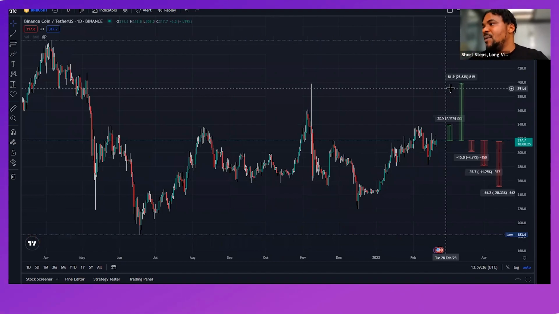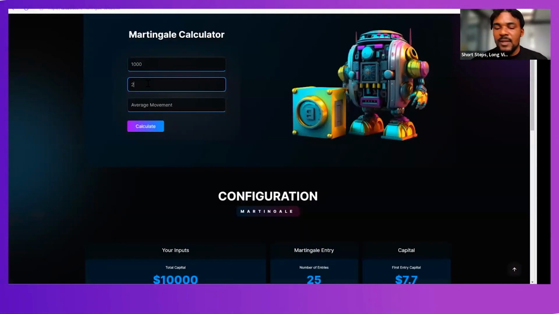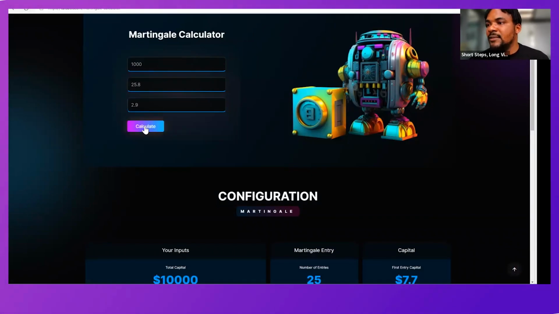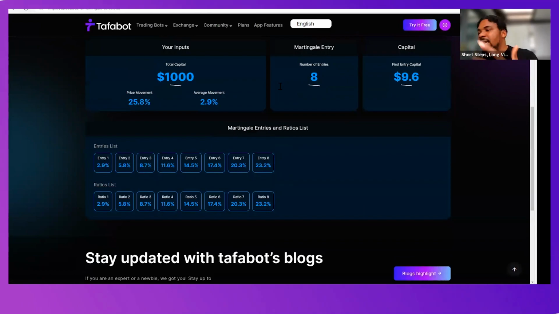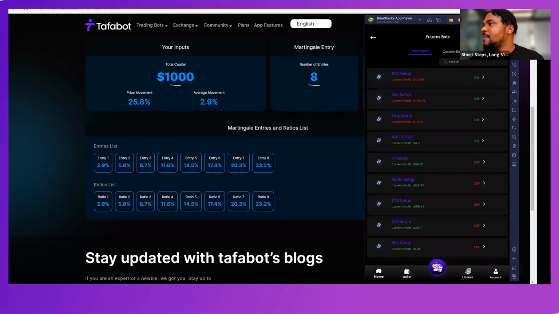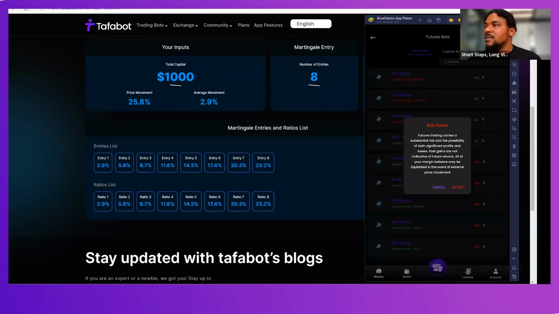I'll just go for the maximum of it, 25.8%. So 25.8, and I want to do an average of 2.9. It gives us 8 entries to create for BNB. For this, I'm also going to do that. I'm going to create the BNB setup.